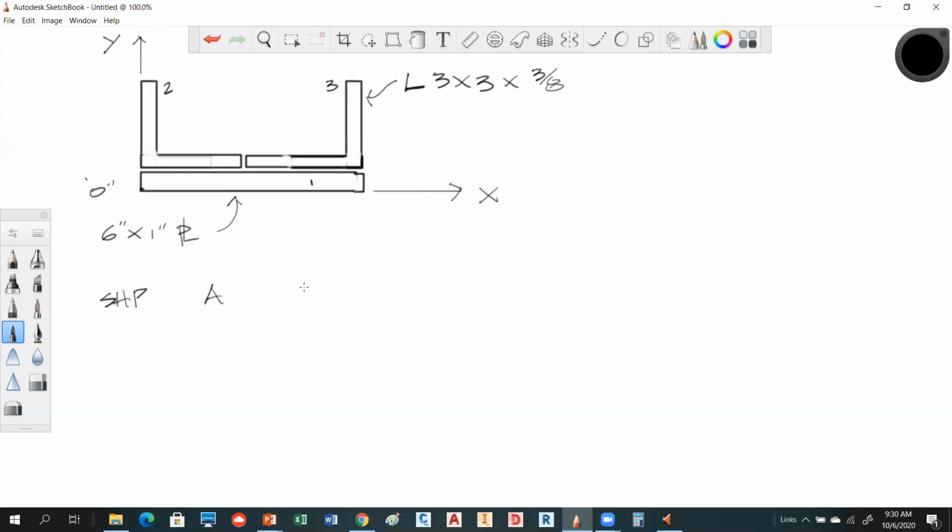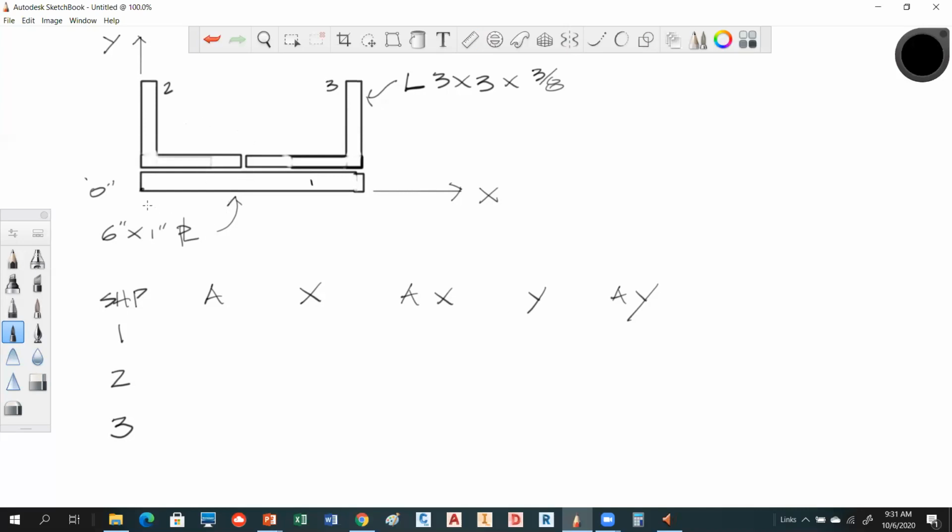shape, area, x, Ax, y, and Ay. Okay? So we're going to have shape 1, which is a rectangle, 2, which is the left angle, and 3, which is the right angle. And the cool thing is there's symmetry in these, so what's happening on the left will also be happening on the right. Okay, so we'll see how that works.